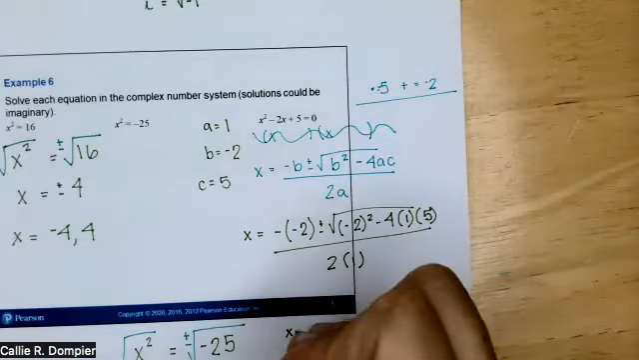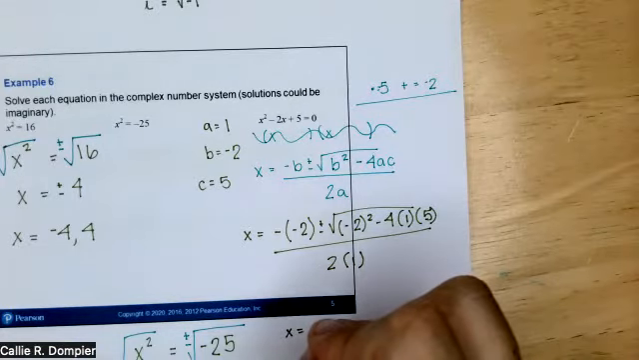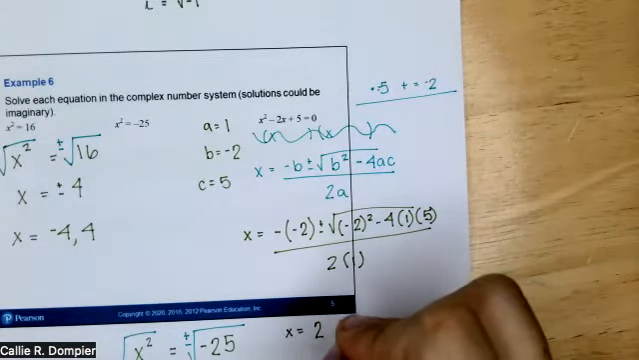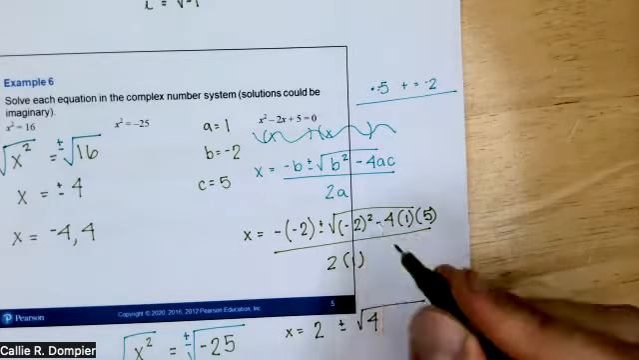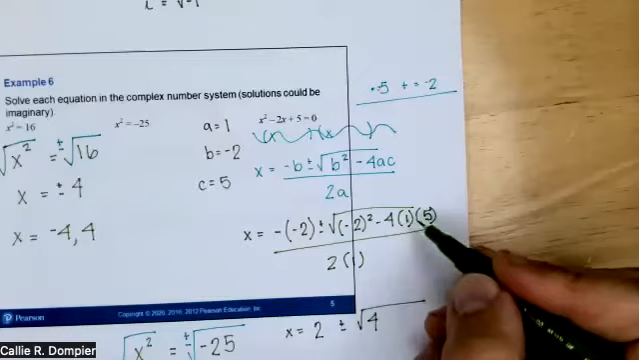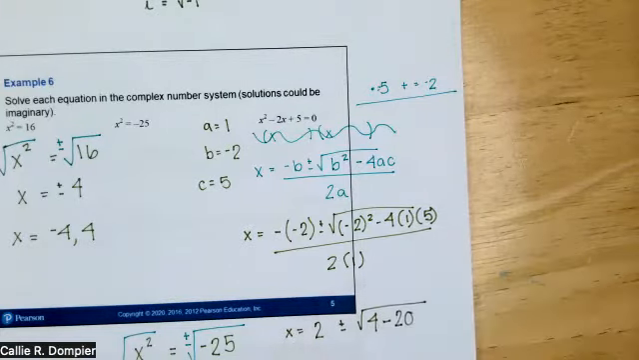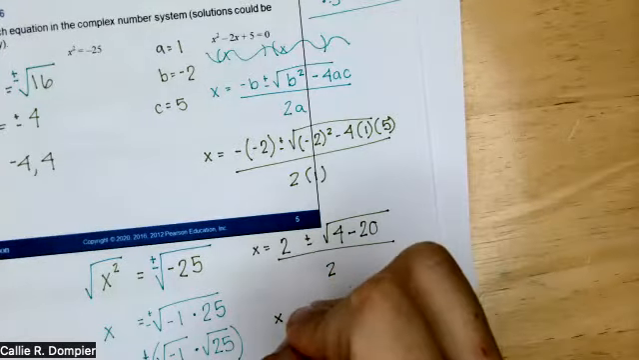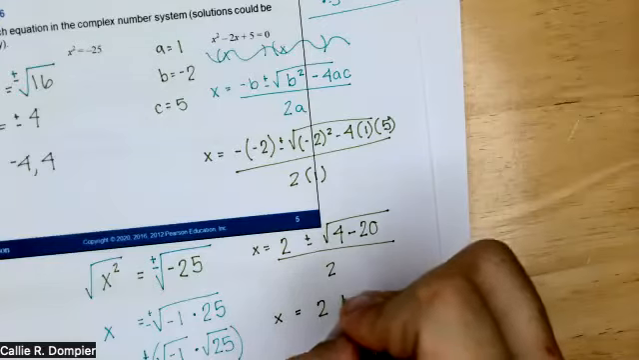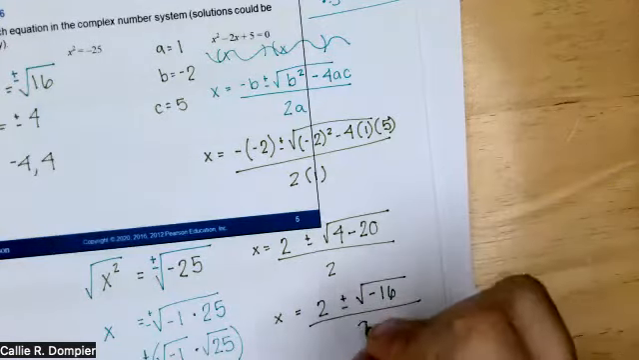So that becomes negative 2 is just a positive 2, plus or minus the square root of 4, because negative 2 squared is 4. 4 times 1 is 4. 4 times 5 is 20. So it's 4 minus 20, right? Over 2, which becomes 2 plus or minus the square root of negative 16 over 2.